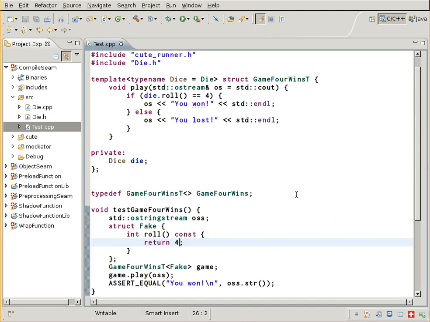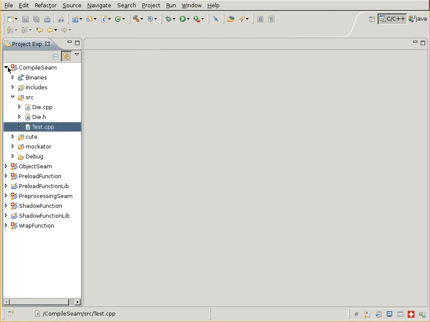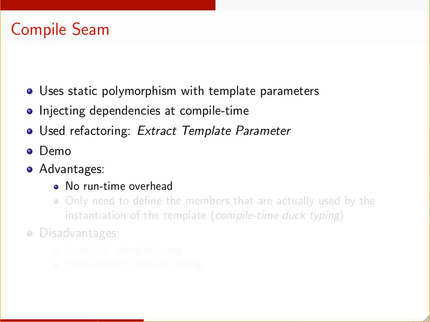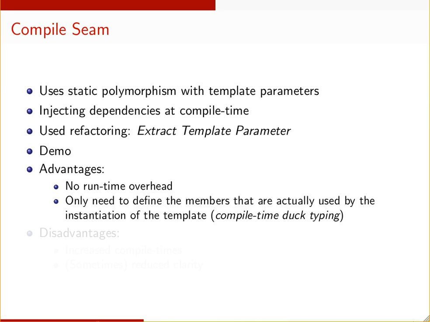So the advantages of compile seams compared to object seams are that we do not have a runtime overhead. Everything's done at compile time, the instantiation, and the other advantage is that we have an implicit interface. That means that we only need to define the members that are actually used by the instantiation of the template. This is also called compile-time duck typing, so we don't need to implement a wide interface as is often the case when using object seams, but instead we just need to implement the member functions that are called in the system under test on the template parameter.